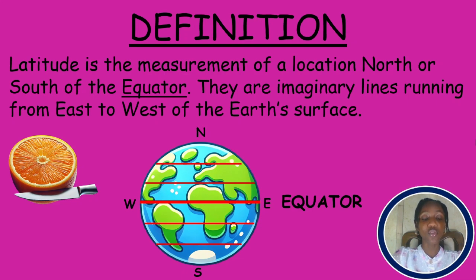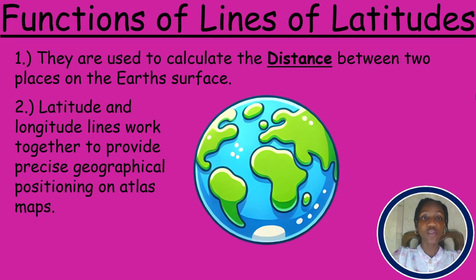Now let's discuss the functions of lines of latitude. Number 1. They are used to calculate the distance between two places on the Earth's surface, and this is the basis of what you'll be tested on in calculations. Number 2. Latitude and longitude lines work together to provide precise geographical positions on atlas maps. So that is, both the latitude and longitude coordinates intersect to define the exact location on a map. For example, let's take Nigeria. Nigeria is located between latitude 4 degrees to 14 degrees north and longitude 3 degrees to 15 degrees east.